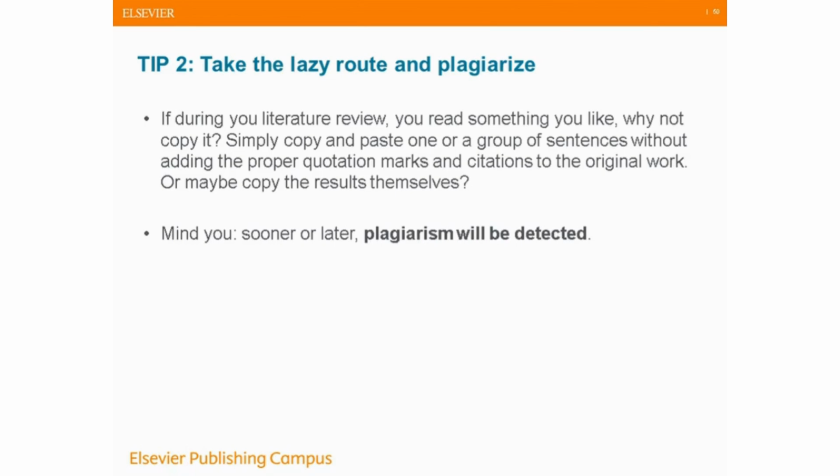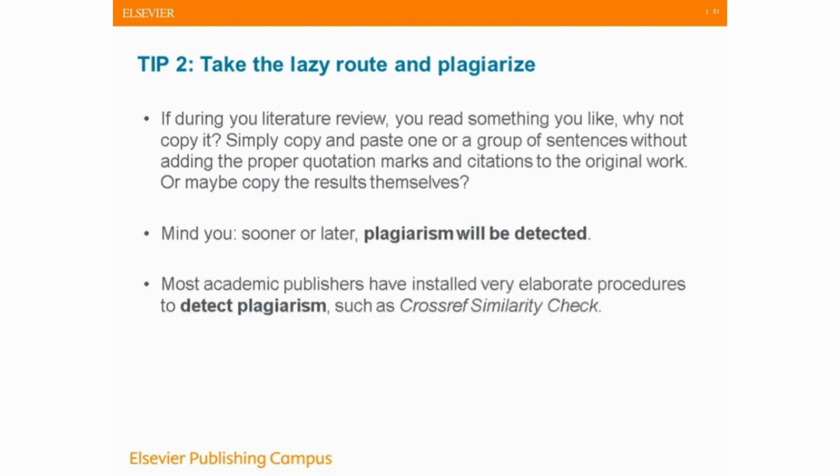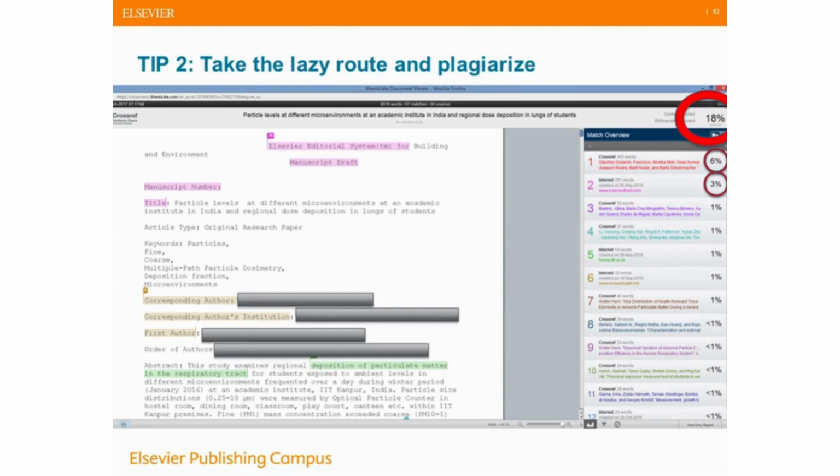and certainly nowadays with more and more publications being added on the internet continuously, you can rest assured that sooner or later plagiarism will be detected, and this is something that I think you should always have in mind, and you cannot be careful enough. So there are many academic publishers that actually have digital procedures to very efficiently detect plagiarism, such as, for example, the CrossRef similarity check. And I will show you now just an example of a paper that I handled, I think two weeks ago for Building and Environment.